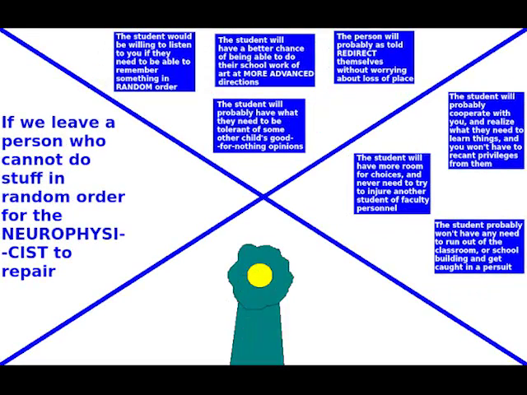Now, if we do the right thing and leave a person who cannot do his stuff in random order to the neurophysicist to repair, well, a student would be more likely to listen to you and do stuff in random order as asked. Maybe they'll get a chance to do stuff at a more advanced directions than usual. They might even redirect themselves without worrying about loss of place. A randominant person has a way of being able to remember where they left off if they have to change.